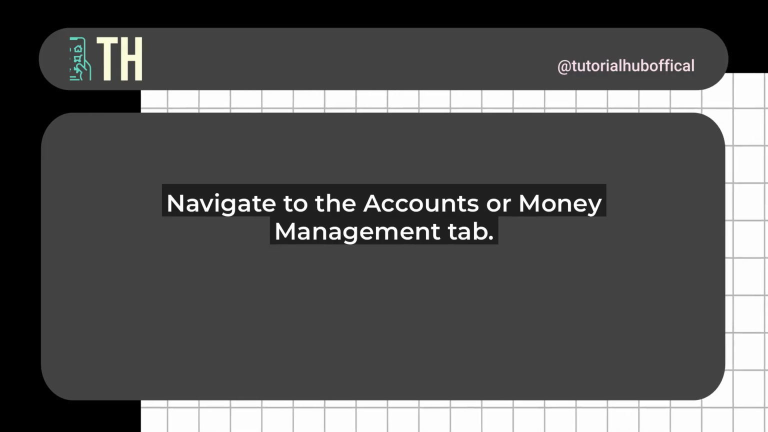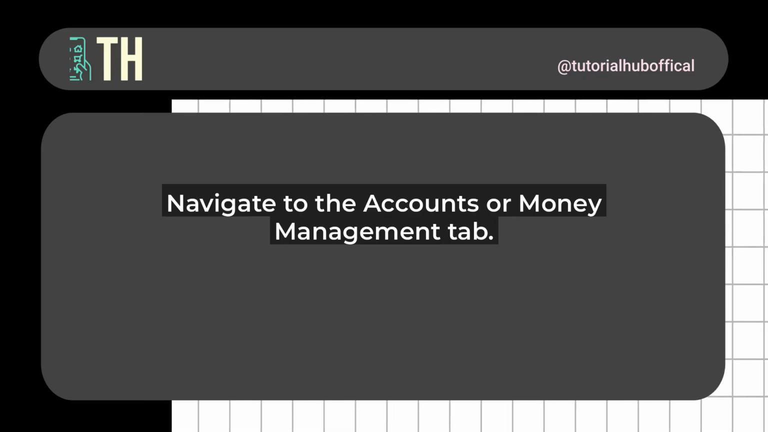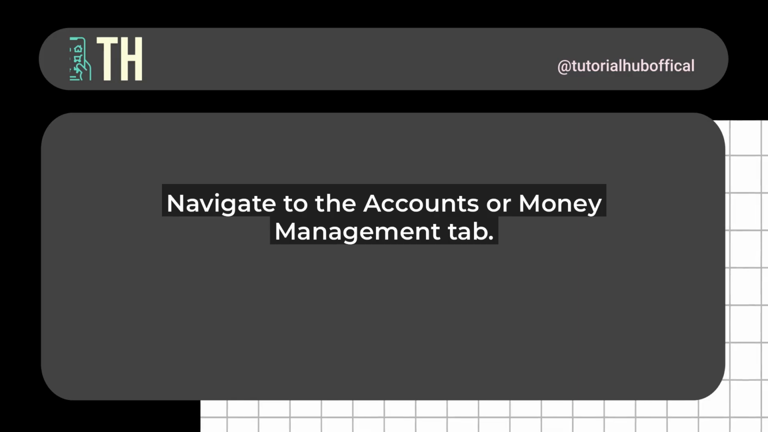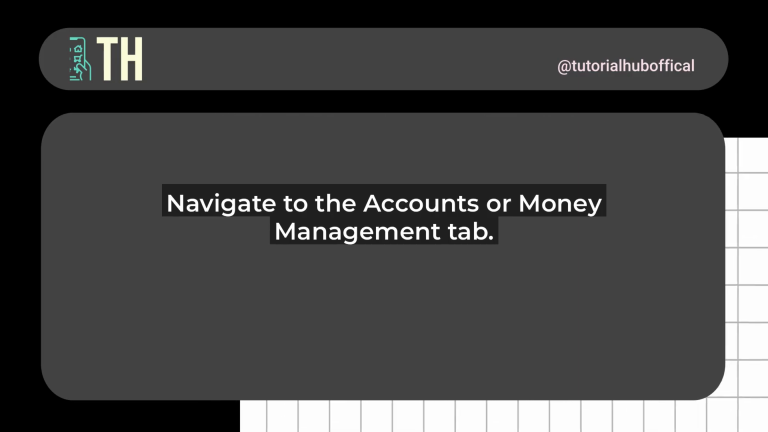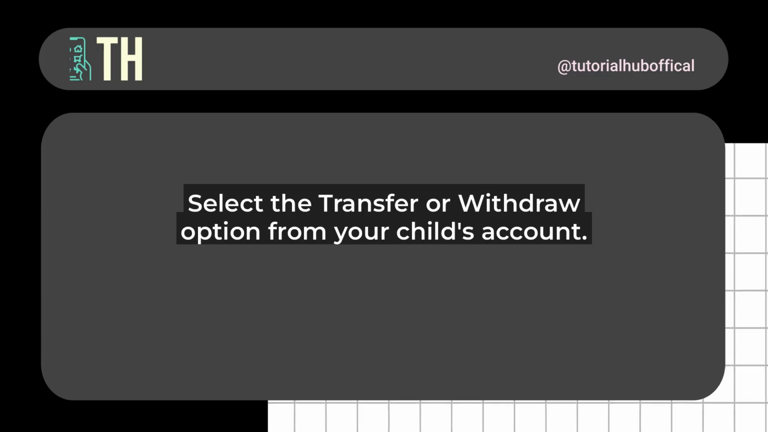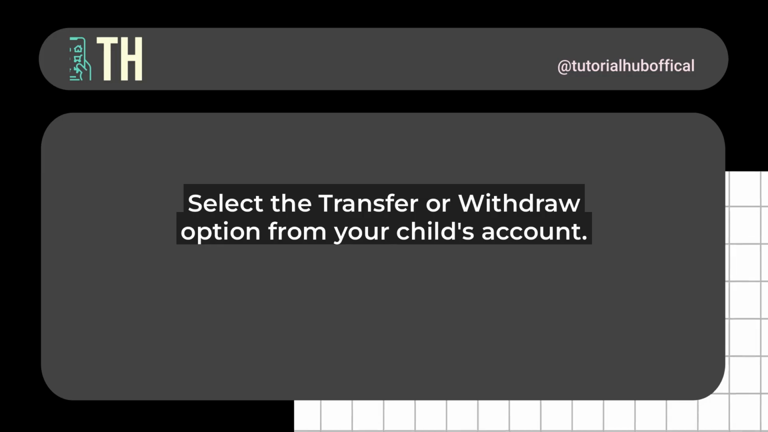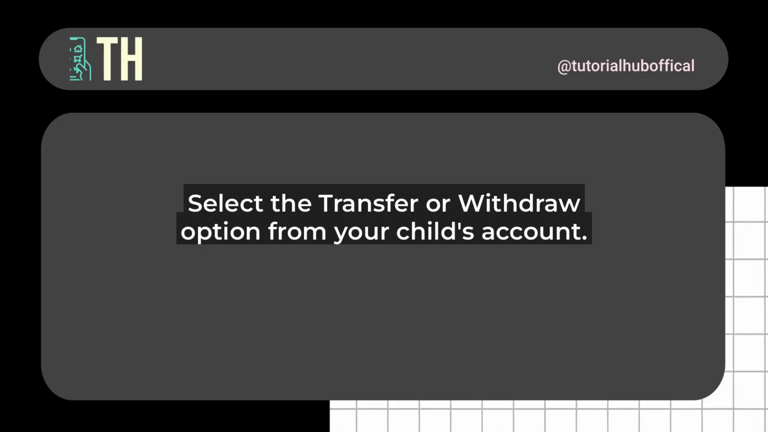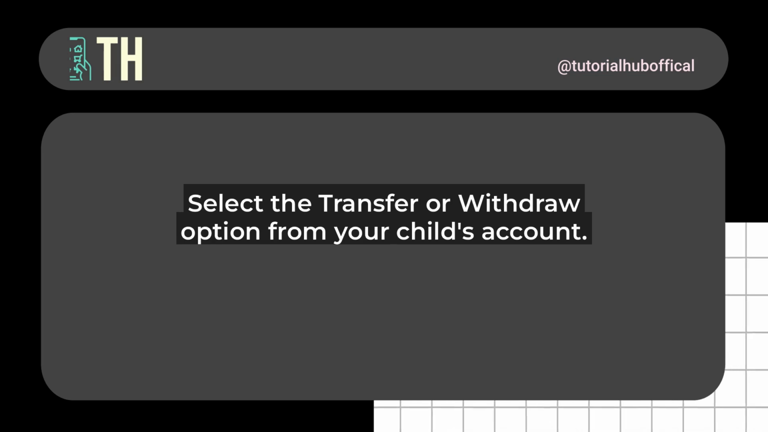Once you're in, head to the main dashboard. Look for the Accounts or Money Management tab. It's usually at the bottom of the screen. Tap on your child's account to view their balance. Now, find the Transfer or Withdraw option. It might be under a menu icon like 3 dots or a gear symbol. Gohenry has made this easier in 2025 with a dedicated Funds Out button for quicker access.